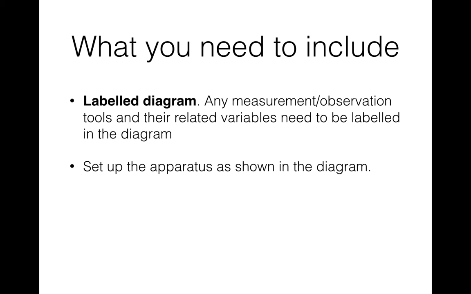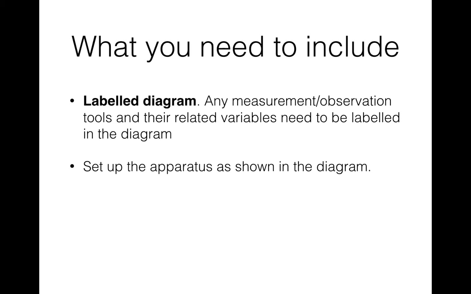So, the labelled diagrams. Inside the labelled diagrams, you need to draw in any tools or instruments related to the variables that you're measuring. So, for example, if you were doing the Ohm's law experiment, and that would be a mandatory experiment, you would be measuring voltage and current. So in your diagram, you'd need to draw in a voltmeter and an ammeter, and you'd have to have those labelled as well. Likewise, if you are measuring length or time, in your diagram, you'd have to put in a meter stick or a stopwatch, respectively.